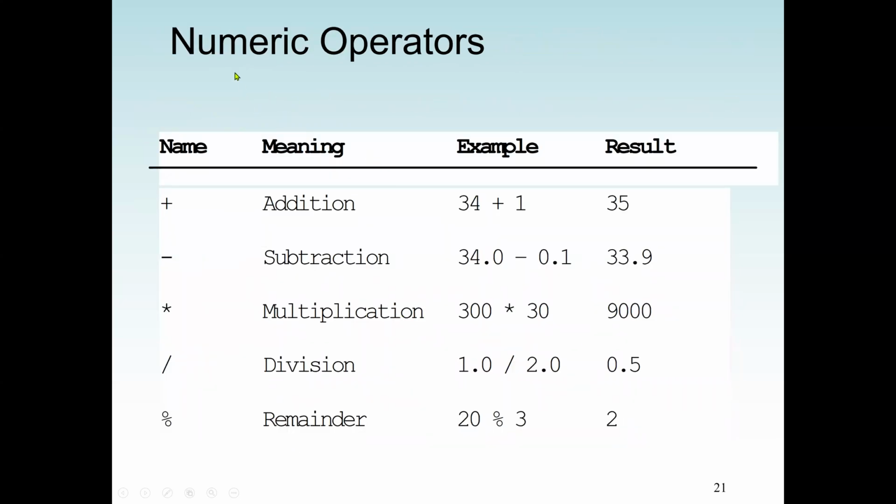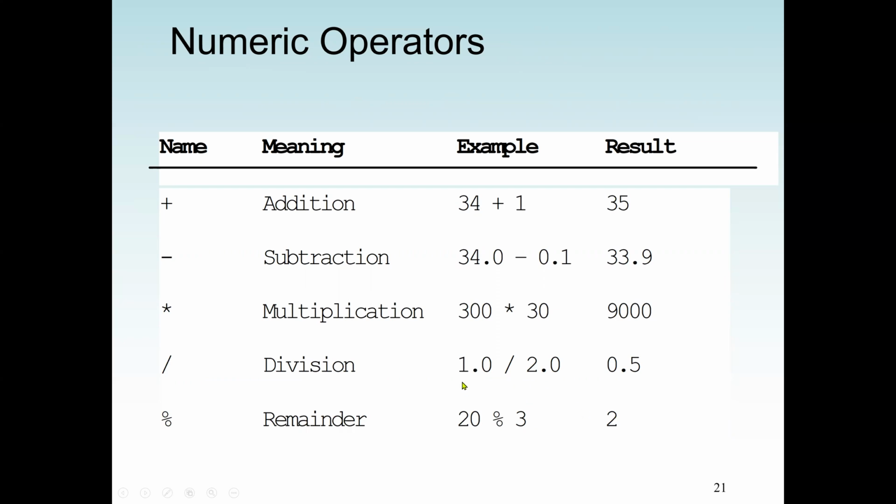Also in Java, we have numerical operators: addition, subtraction, multiplication, division, and remainder. We know the first four arithmetic operations. Remainder means if you divide two values, let's say 20 by 3, the answer is 2. Why? Because if you divide 20 by 3, the answer is 6, and 6 times 3 is 18, but we go to 20, so the remainder is 2.